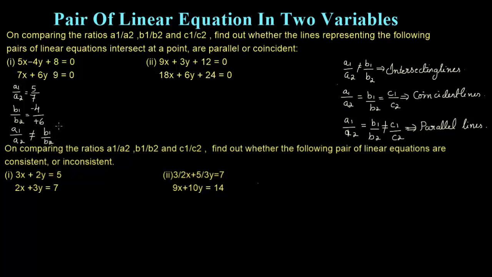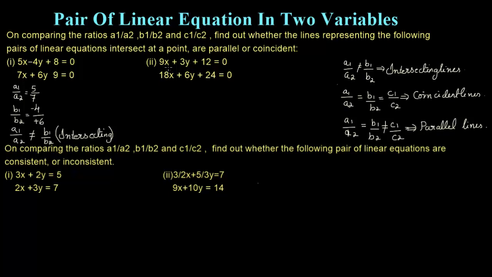So which kind of line is this? You can observe the condition here. If both the ratios are different, then the lines are intersecting. Okay, so this is what we were supposed to do. Now let us come to the next question.